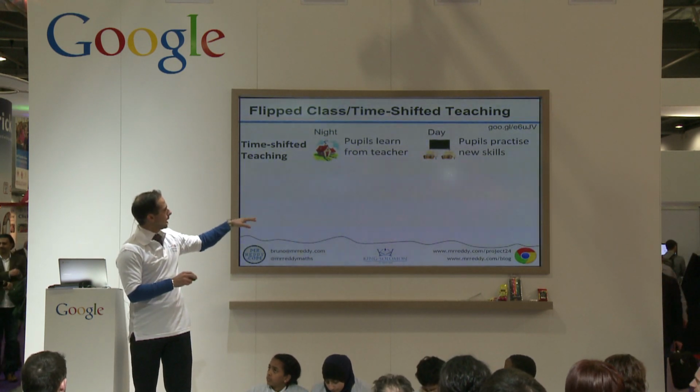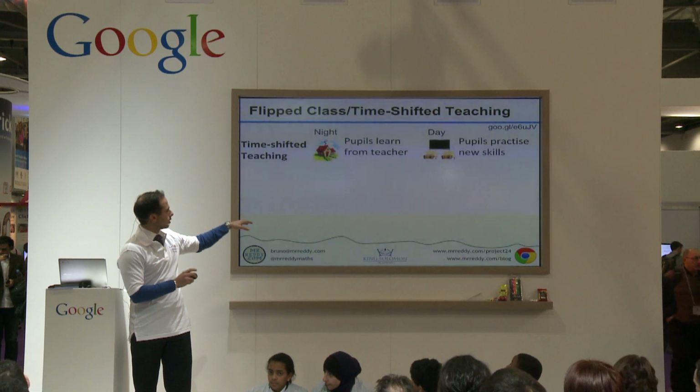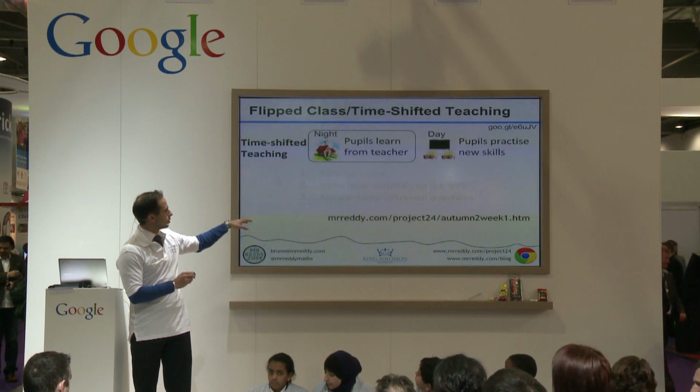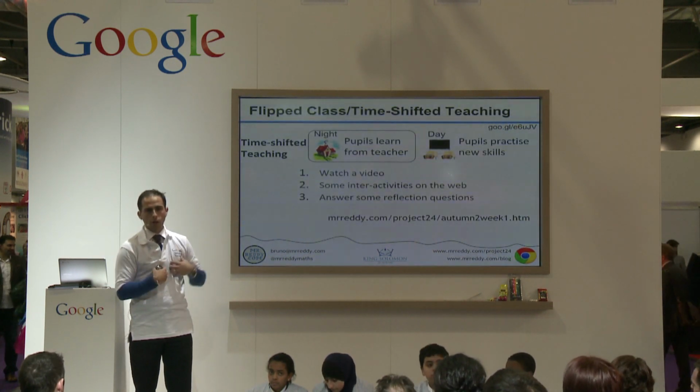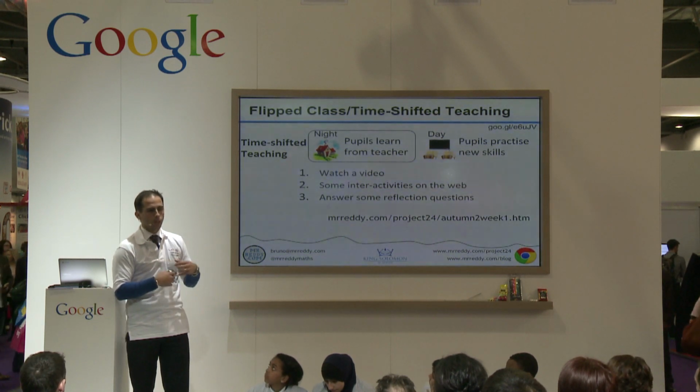So at night, how does it work? The pupils watch a video that I've made, that's important to me. Then they do some interactivities that relate to the video. I can usually find some kind of game or quiz or something interactive that relates to what I've been teaching them to further solidify it. And then they fill in a review form. So which parts are Google?